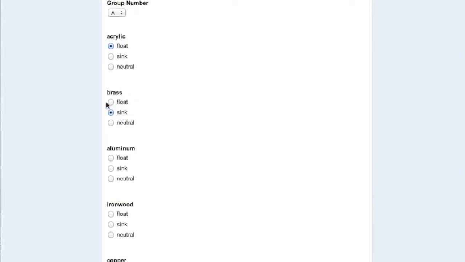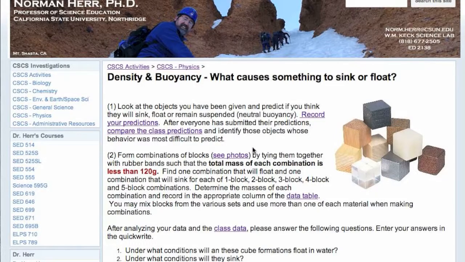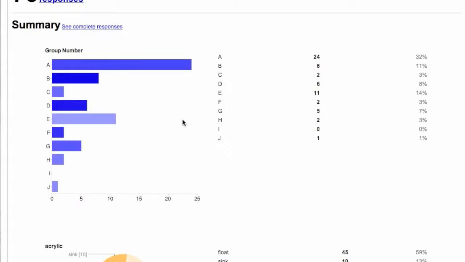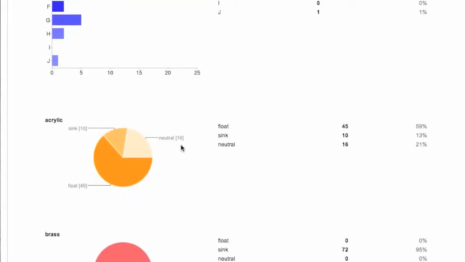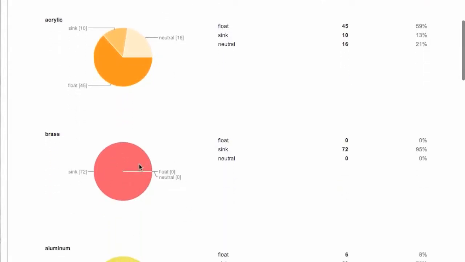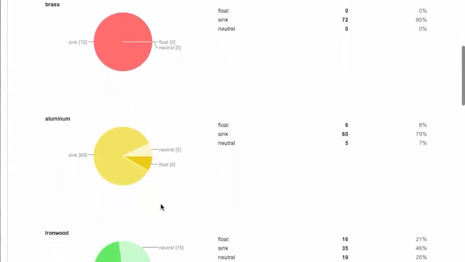So when you submit the results, it's going to go into a data table. Again, the form goes directly into a spreadsheet which is linked to it. And then the predictions will come out, and we can start to see that here we have a total of 76 respondents. And we can see that not everybody thought that acrylic would float. The majority of people did, but some people thought it would sink, and some people thought it was neutrally buoyant. When it came to brass, pretty much 100% of the people thought that it would sink, and so forth. And you can see the predictions.